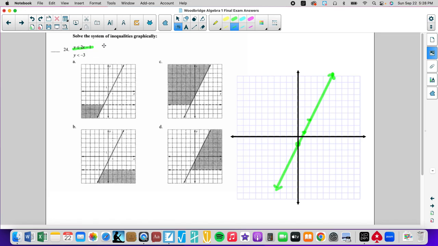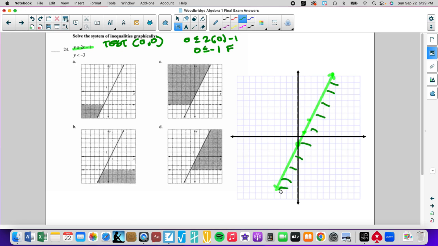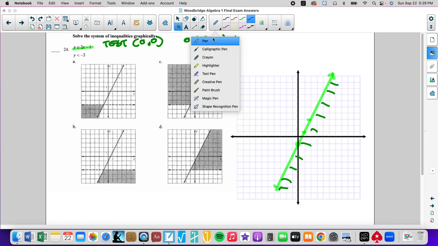Now we would test. Here's my border. I'm going to include all the points on the border. They're true, but I need to see which side is true. So I'm going to test 0, 0. Is 0 less than or equal to 2 times 0 minus 1, is 0 less than or equal to negative 1? No, that's false. So this point is false. So that means I'm going to shade this side of the border.